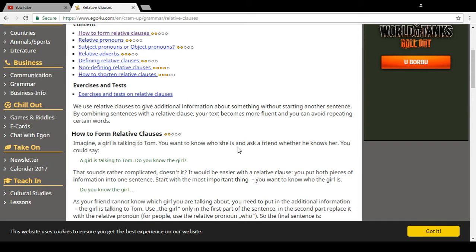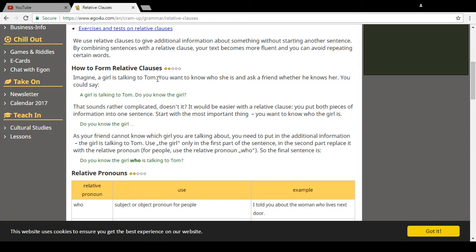Evo da vidimo. We use relative clauses to give additional information about something without starting another sentence. Koristimo dakle relativne klauze da bi dodali dodatne informacije bez da novu rečenicu formiramo. By combining sentences with a relative clause, your text becomes more fluent and you can avoid repeating certain words. Znači, kad kombinuješ različite relativne klauze, tvoj tekst će postati više tečan i možeš da izbjegneš dodavanje nekih dodatnih riječi. How to form relative clauses?